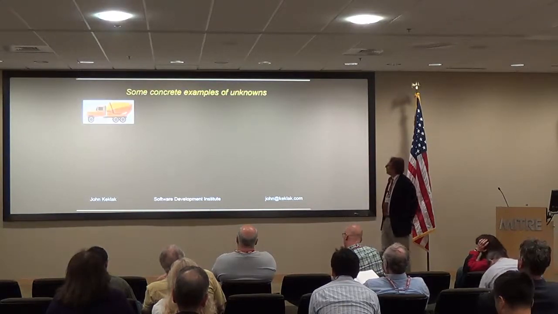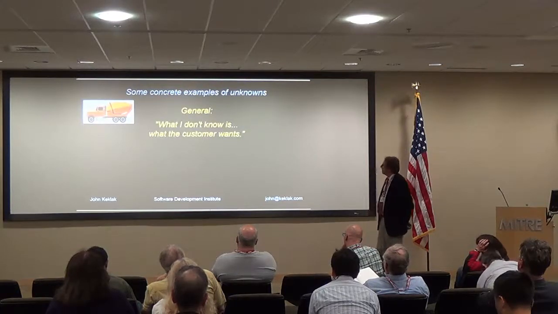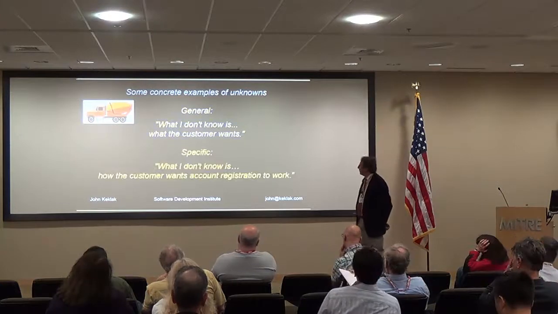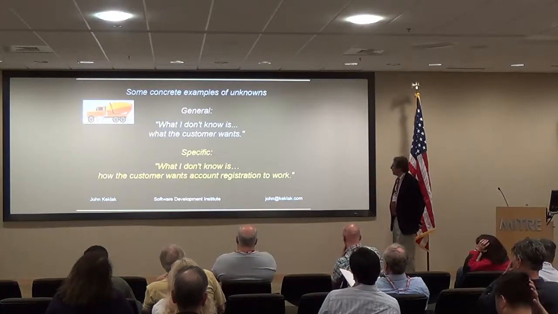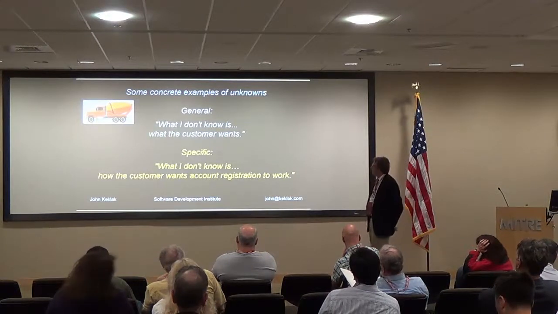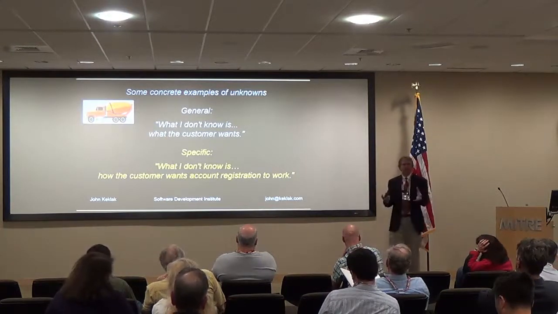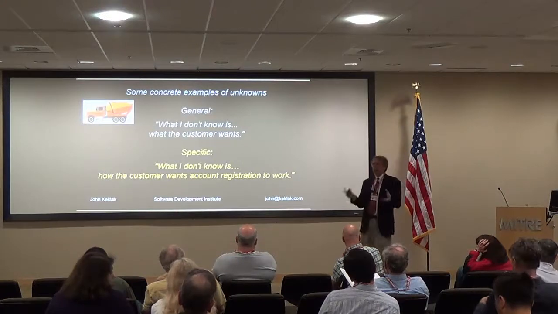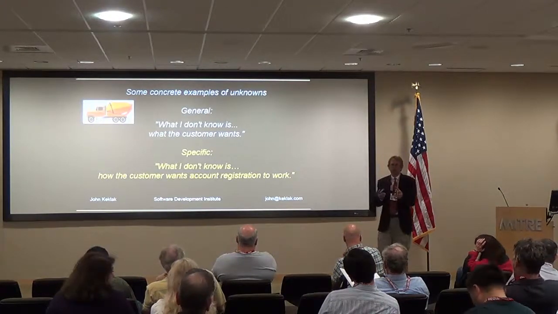And so I want to show you some concrete examples. You can be general and say what I don't know is what the customer wants. But that's too general. So something a little better is, what I don't know is how the customer wants account registration to work. So then you can have a conversation with the customer about that specific feature. It's not too narrow, and it's not too general.